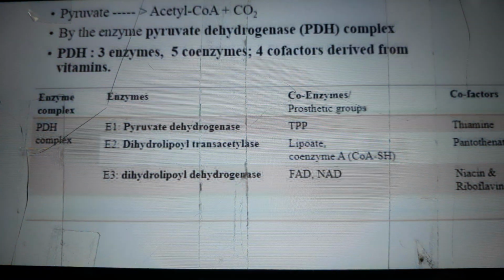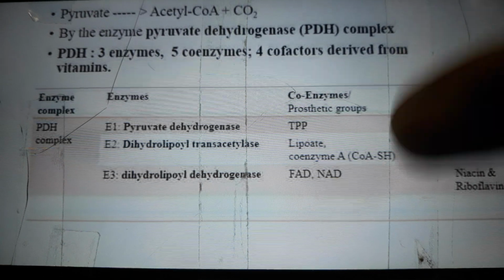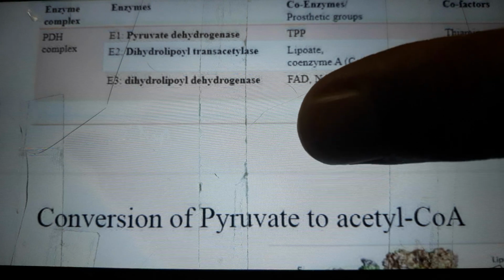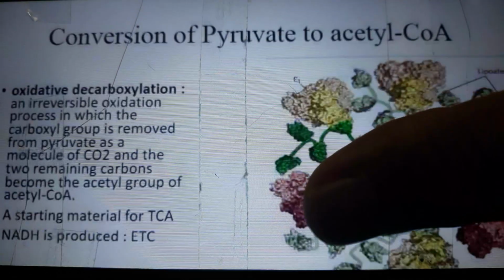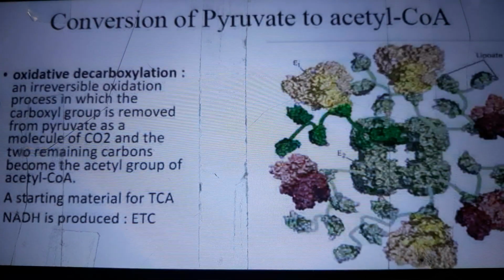The PDH complex has 3 enzymes, 5 coenzymes, and 4 cofactors derived from vitamins. Right? So that is the enzyme complex, the PDH complex. The enzymes are E1, E2, and E3. The coenzymes and prosthetic groups are TPP, lipoic acid, coenzyme A (CoA-SH), FAD, and NAD. The cofactors are thiamine, pantothenate, niacin, and riboflavin. Conversion of pyruvate to acetyl-CoA.